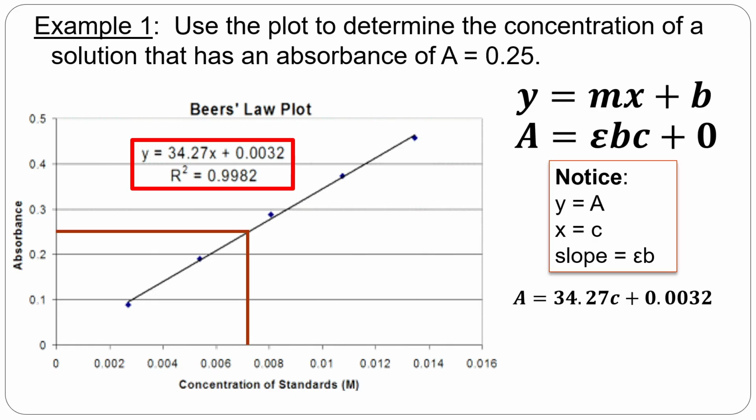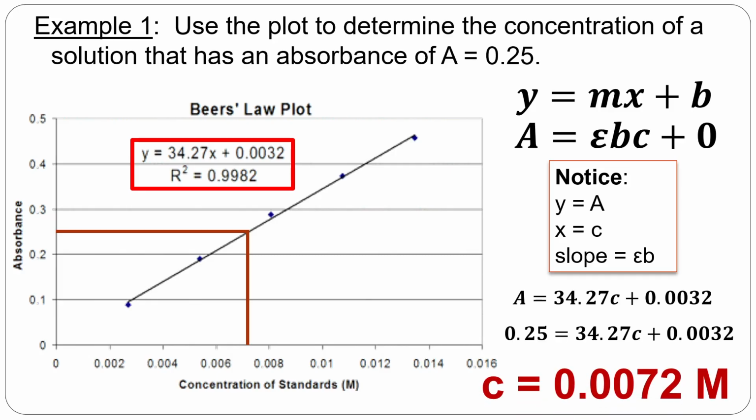And so since they said the absorption was 0.25, we plug that in for A, and we only have one variable left. And when we calculate that, we get 0.0072 molar. And you can see the unit on the x-axis is molarity, and so make sure you use that, either moles per liter or molar unit there.